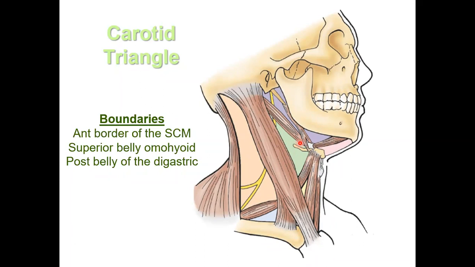Wrong, she has these flipped. So superiorly, it should be the posterior belly of digastric, and then inferiorly, it should be the superior belly of omohyoid. Oh, she just lists them. Oh, okay, I was about to say, sorry, I thought she was saying the superior border. Read that wrong. But yes, so your posterior belly of digastric is the superior border, and then the superior belly of omohyoid is the inferior border of this triangle.